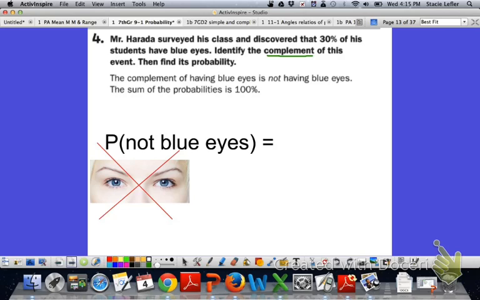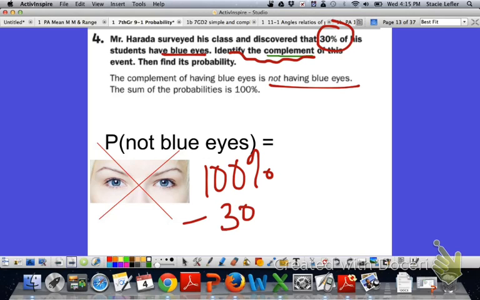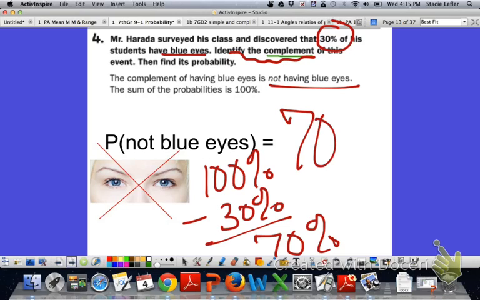So in the class you can see that there's 30% of the students that have blue eyes, and then it directly says, hey, find the complement to this event. So the complement would be all the rest. Pause the video and find how many do not have blue eyes. Well, we would have 100%, take away the 30% that have blue eyes, and you will have 70% do not have blue eyes.